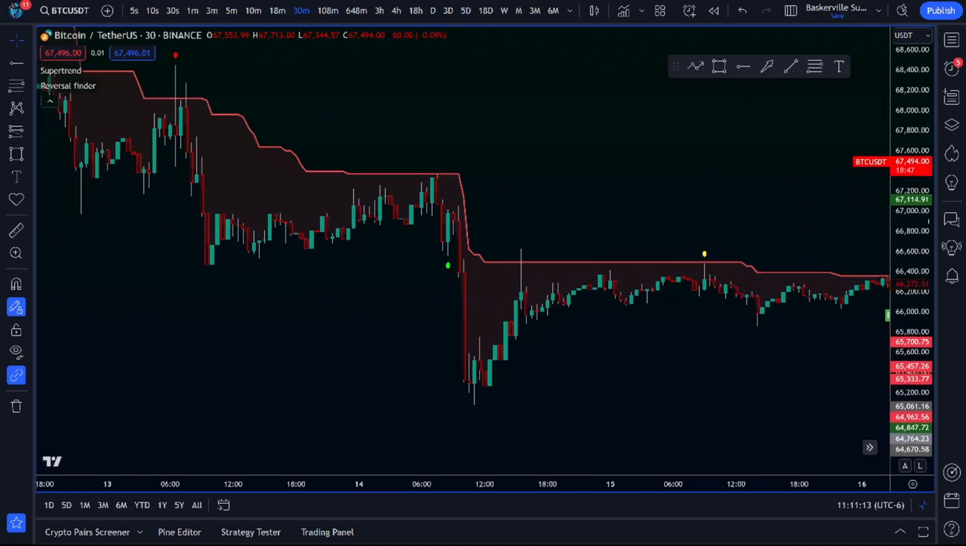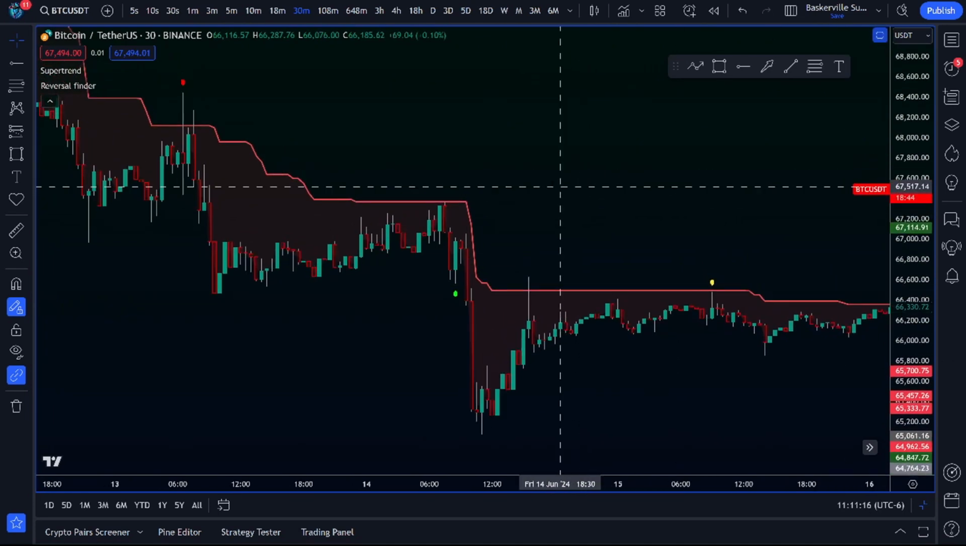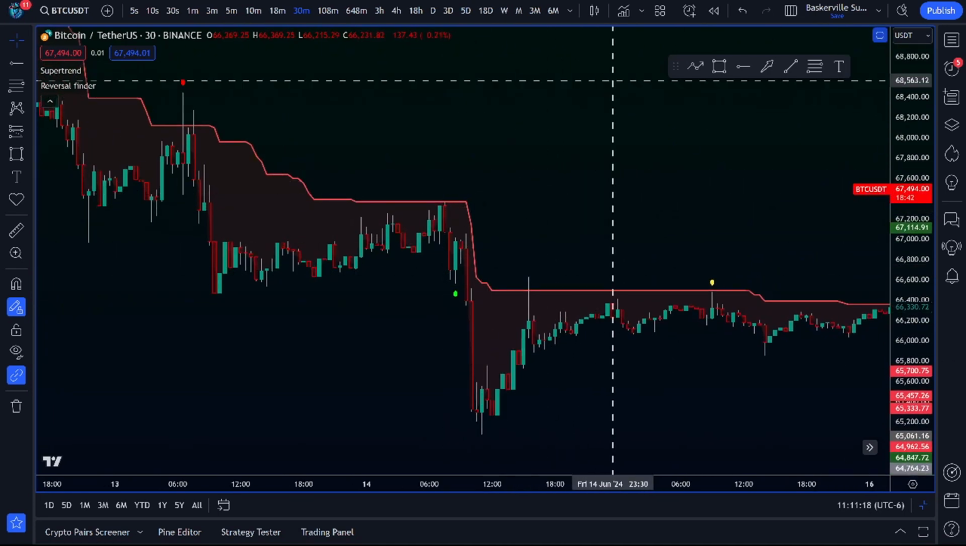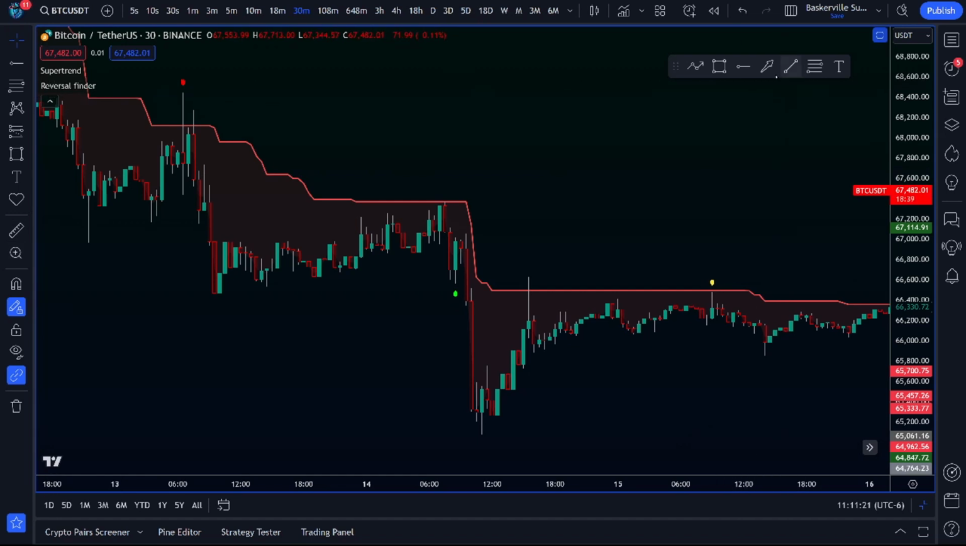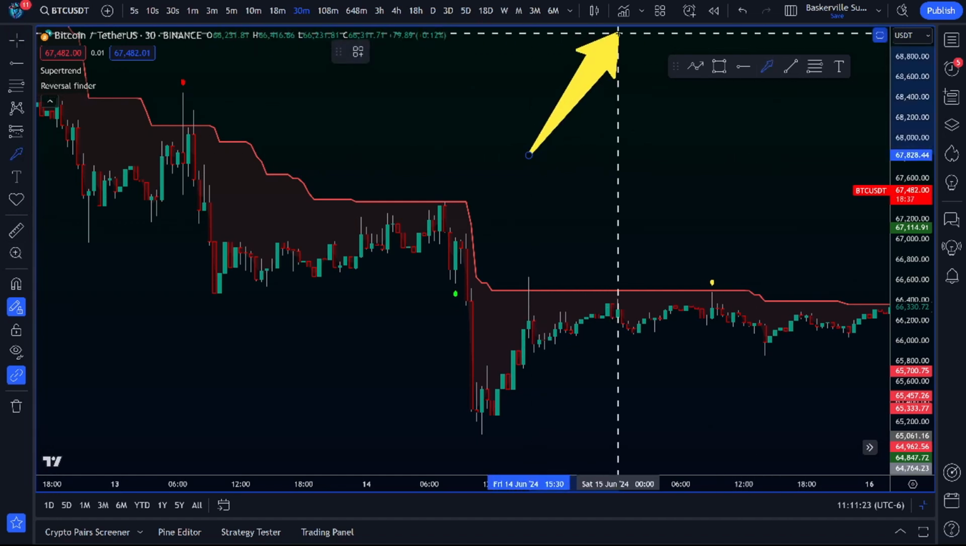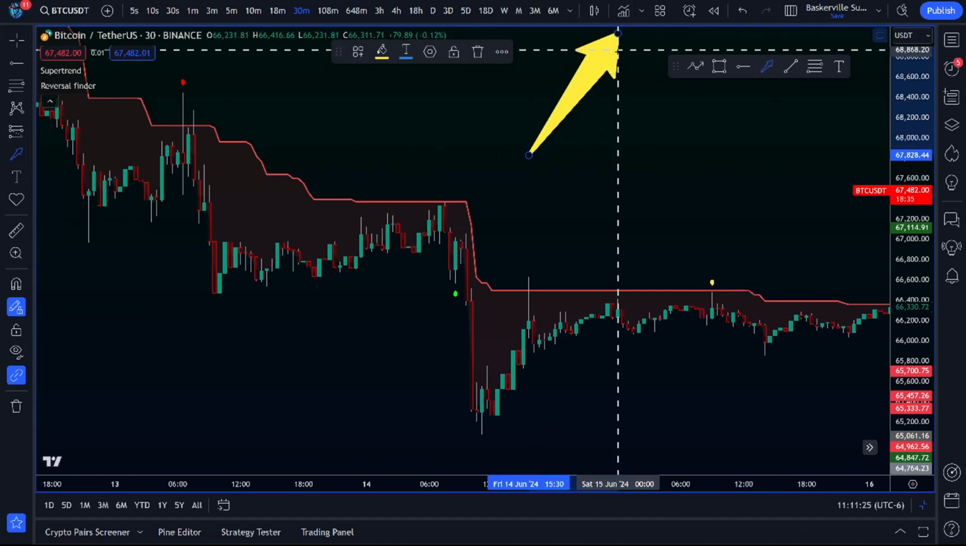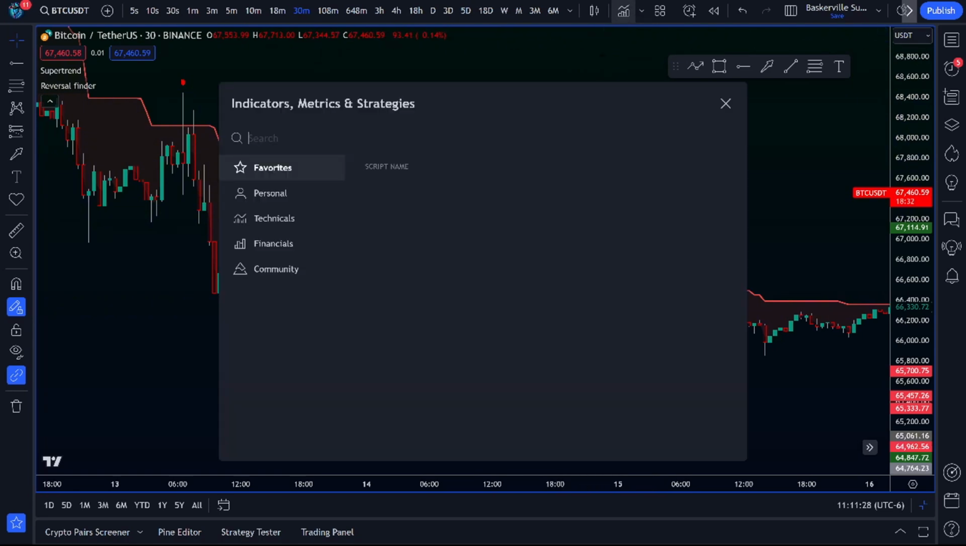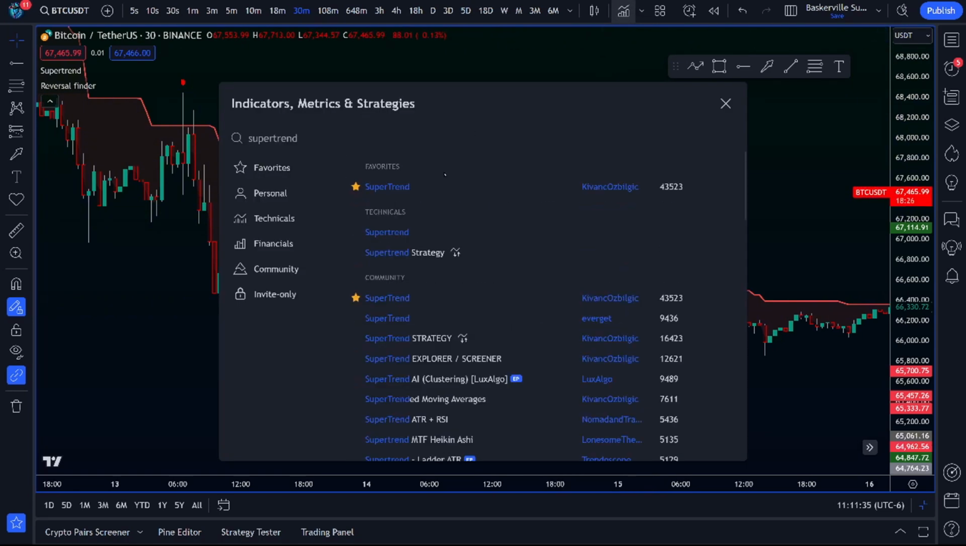So the first thing we'll do is look at the indicators, right? The two indicators that I'm using are super trend and reversal finder. So to find our indicators, we take a look at this button up here. This is the indicator button with these candles in that line. And as we click it, it's going to open up our indicator menu. And I'm going to type in super trend. And here it is right there.